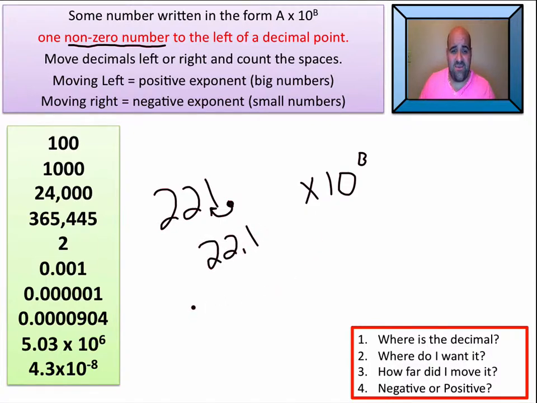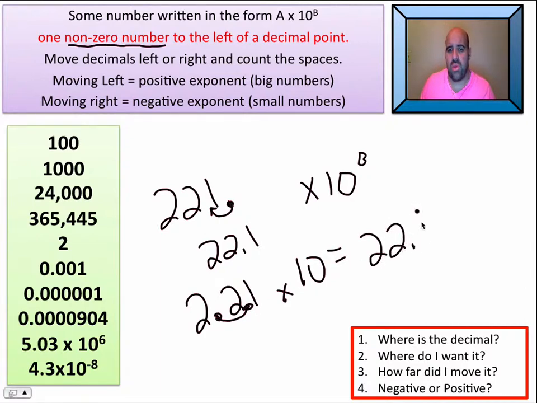And likewise, if you had 2.21 and you wanted to multiply it by 10, all you're doing is moving the decimal point over one place. That's going to equal 22.1. So scientific notation lets us express very large and very small numbers in terms of powers of 10, because multiplying or dividing any number by 10 only moves the decimal point in that number. It doesn't change any other values there.